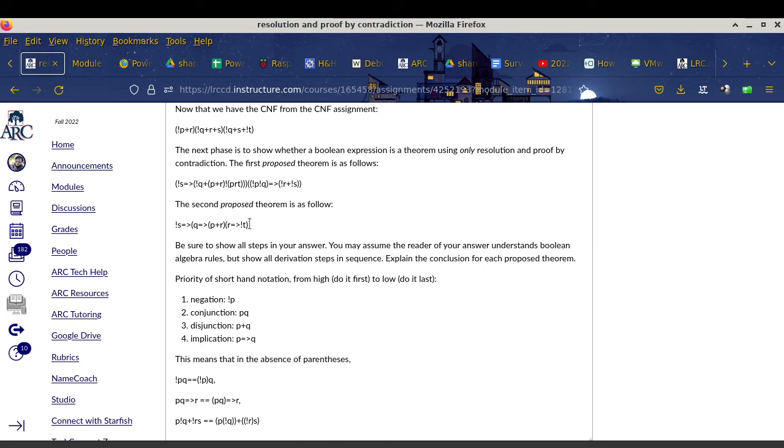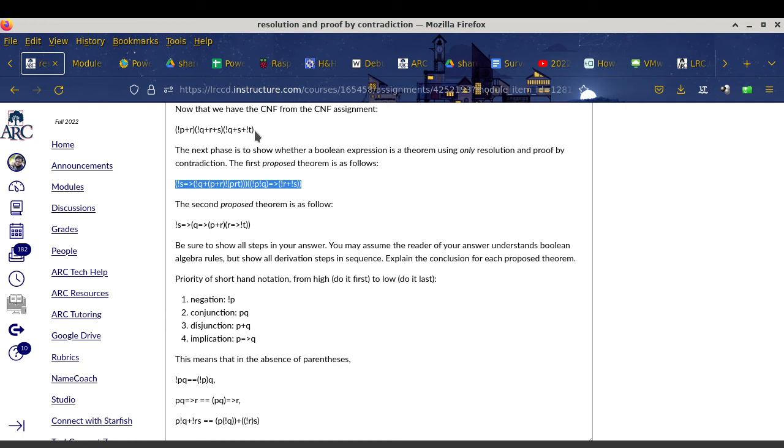So in order to do that, I'm going to describe the steps really quickly. For each proposed theorem, like this one, you have to negate it first. First step is to negate it, then convert the negated proposed theorem into its own CNF. Then append the CNF to this original CNF, and then perform resolution until you cannot perform any further resolution, or until you get to 0.